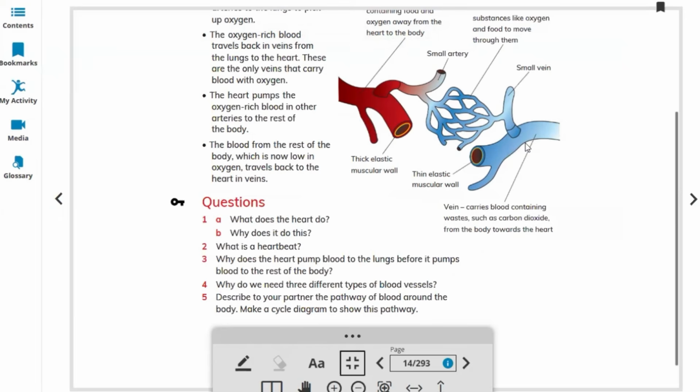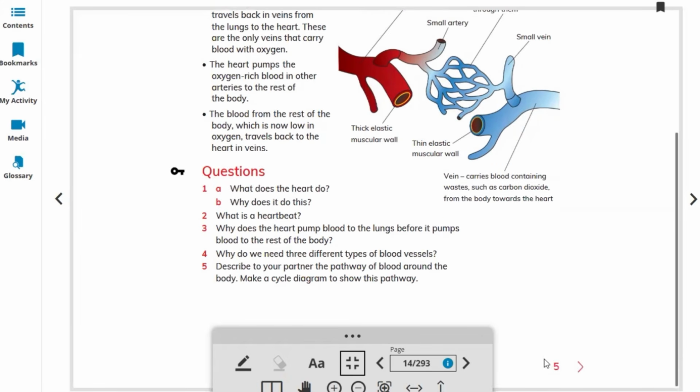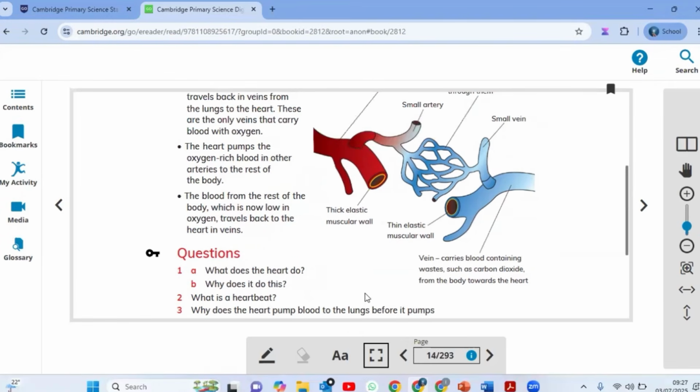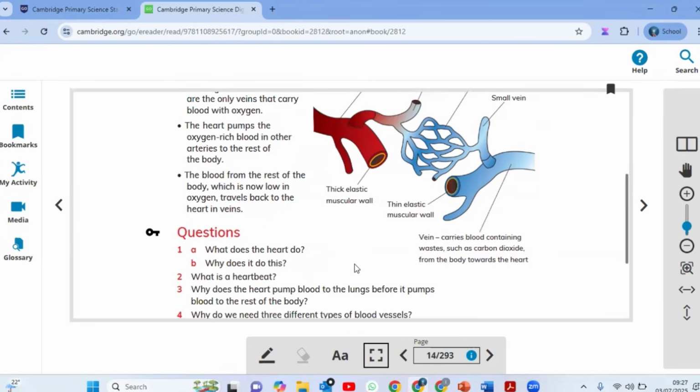And yes, let's solve the questions together now using your learner's book and workbook. Please get your notebook and something to write with, like pencil or pen. All right, please. Now open your book, page 5, and question by question we can answer this. We are going to answer question 1, 2, and 3. Okay, so question 1, what does the heart do?